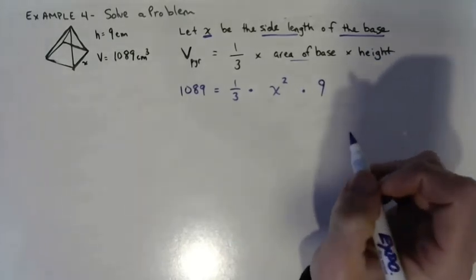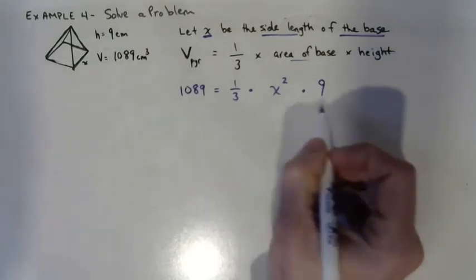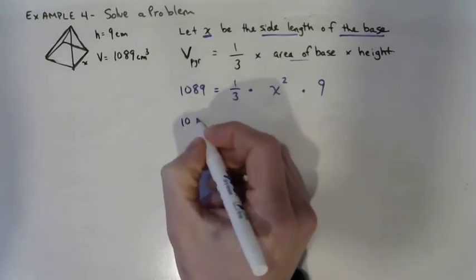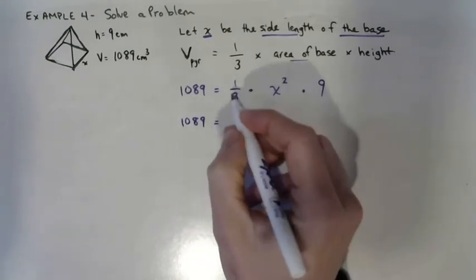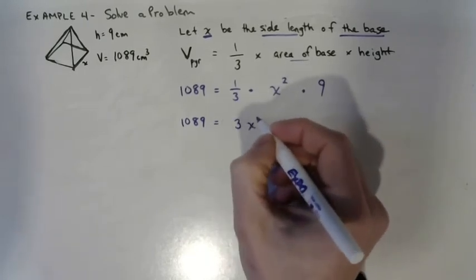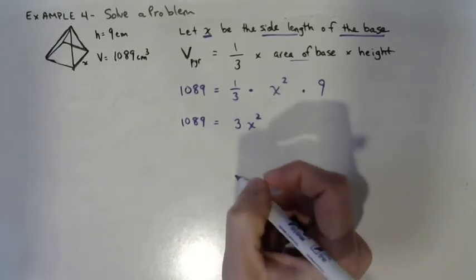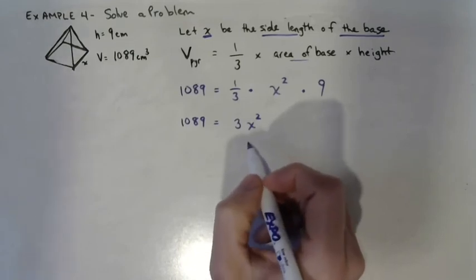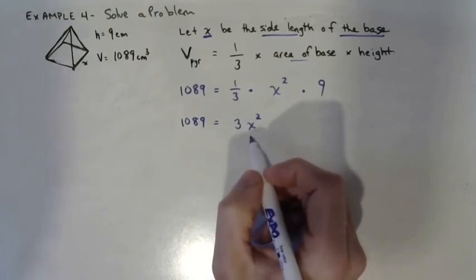All right, let's work on simplifying this. My right side I can simplify. I'm going to leave the left side as 1,089. 1/3 times 9 is 3. So I've got 3x squared on the right. Now I'm trying to simplify, I'm trying to get the value of x. I want to isolate x.